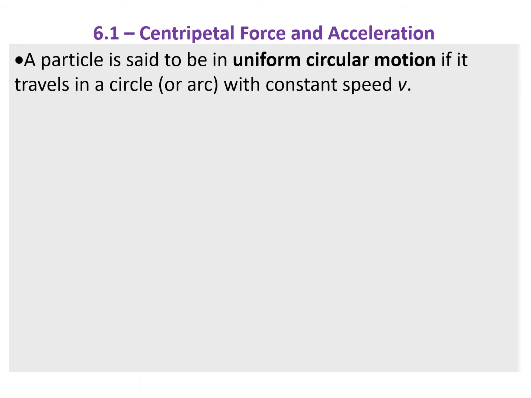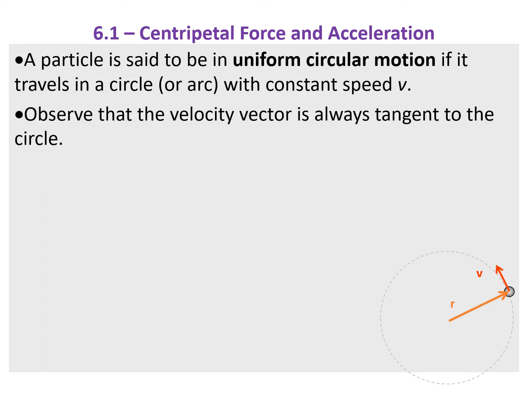So a particle is said to be in uniform circular motion if it travels in a circle or along an arc with a constant speed v. Imagine this object is traveling in a uniform circle of radius r. As it does, it has this velocity vector. I want you to copy this diagram. Observe that this velocity vector is always tangent to the circle. It's always touching the circle in one place. My velocity vector is in red, and the radius of the circle is in orange.